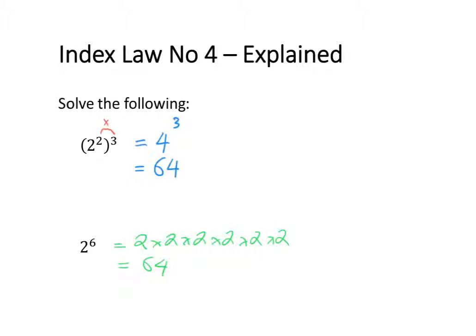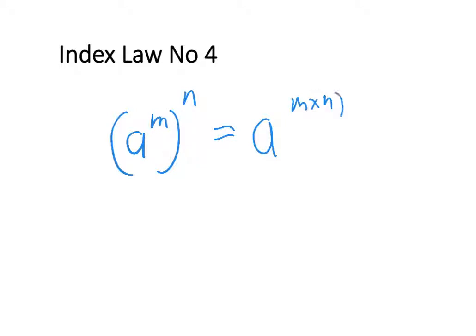So this forms the basis of our fourth index law. So the fourth index law is a to the power of m in brackets raised to the power of n is going to equal a to the power of m times n. So let's have a look at some examples of how we can apply this fourth index law.